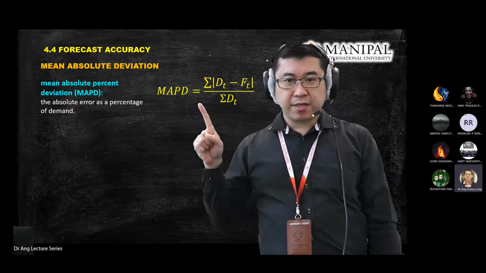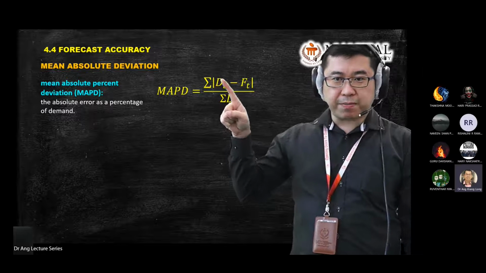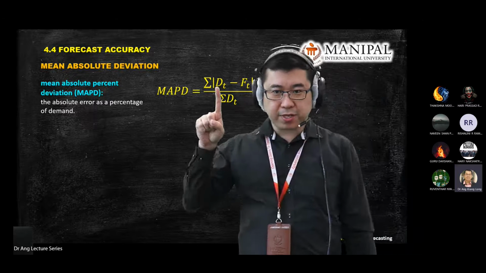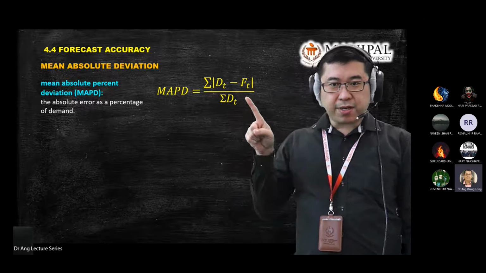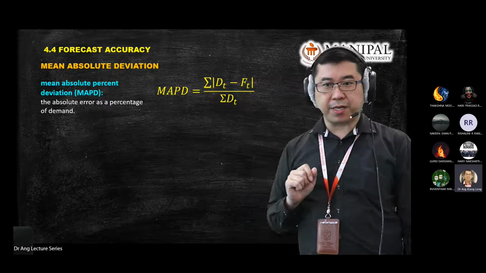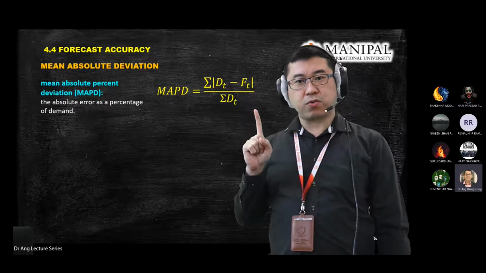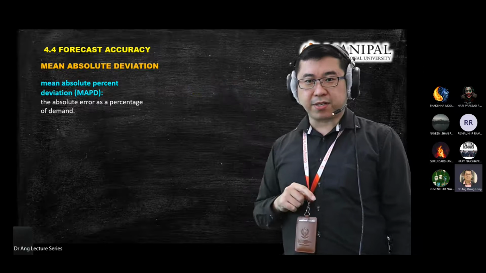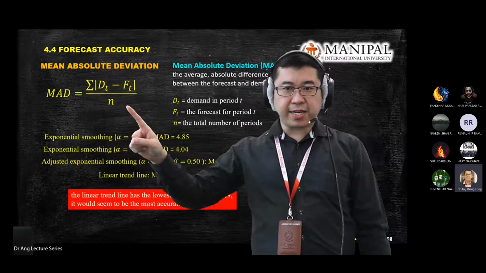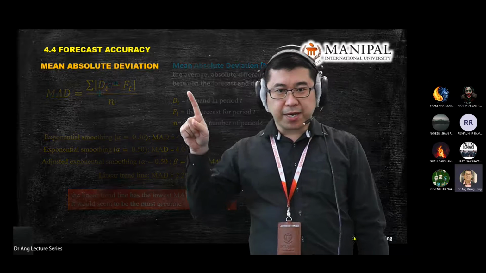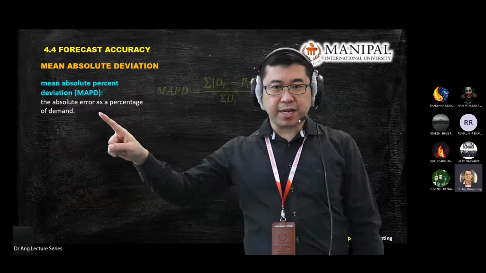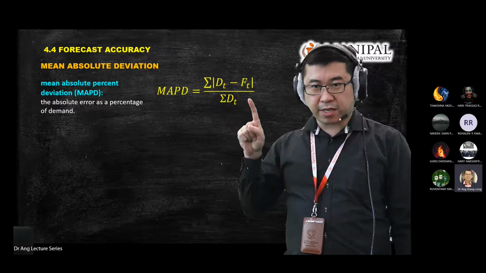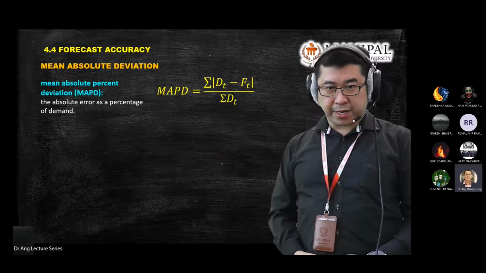MAPD equals the sum of the absolute difference between demand and forecast. Still the same, you're still seeing the two goalposts, or absolute value, there. But now the denominator changed a little bit. The denominator changed to the sum of the demand rather than the number of periods just now. So MAD's N is the total number of periods, but MAPD is the absolute error as a percentage of demand. That's why the denominator becomes total demand.